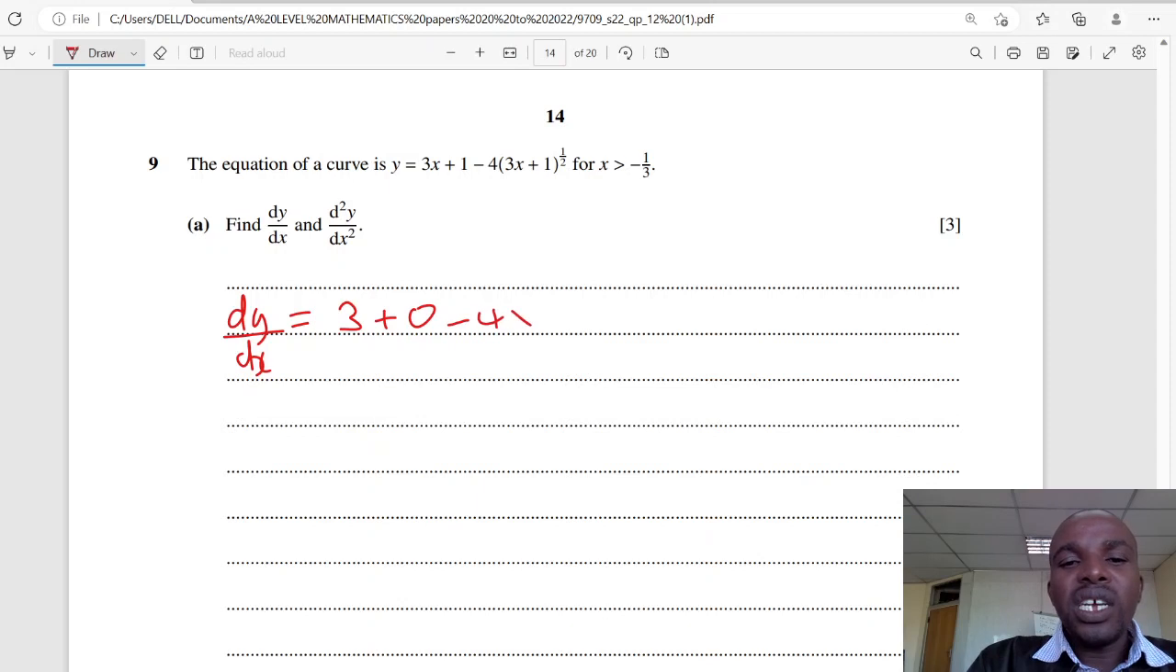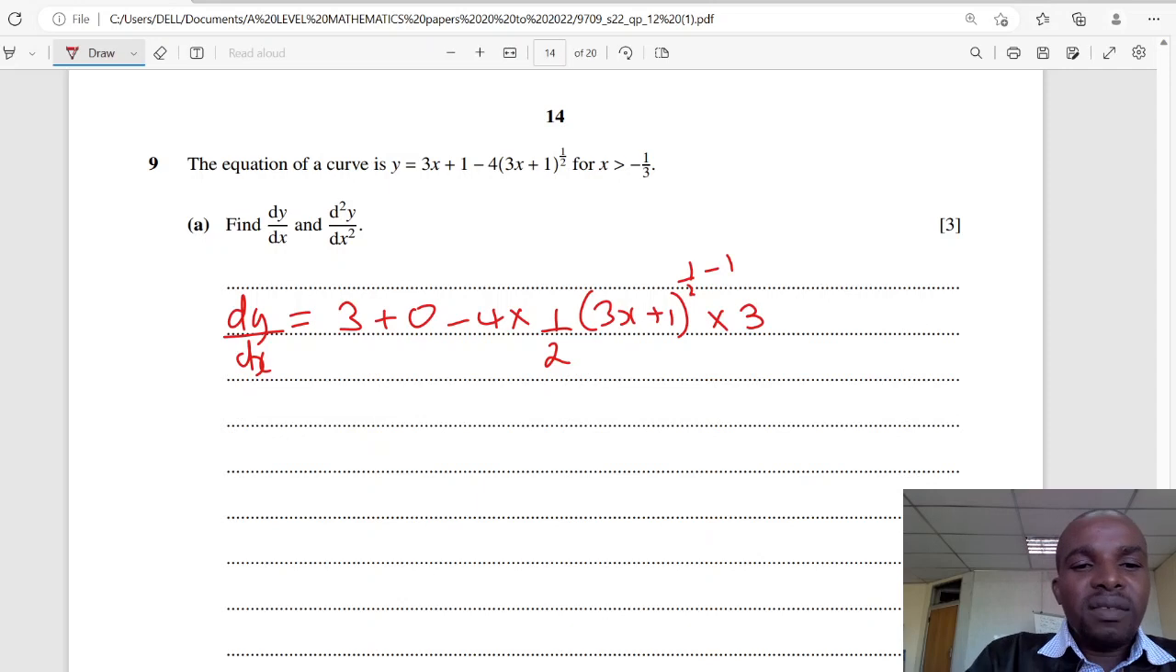4 is a constant. You bring down the power, half. Then 3x plus 1 to the power half minus 1. Then times the derivative of whatever is inside the bracket, like this.